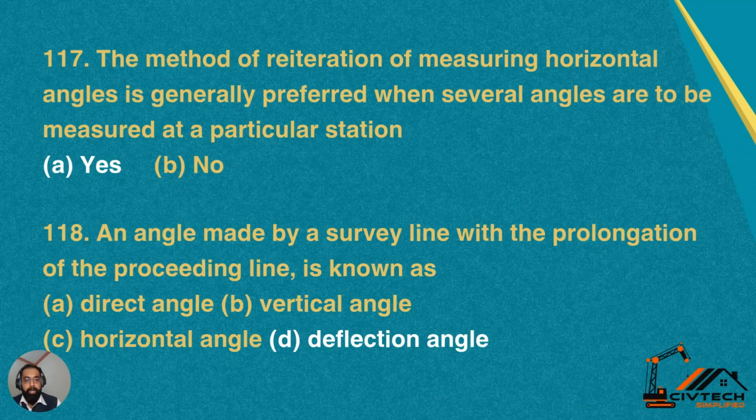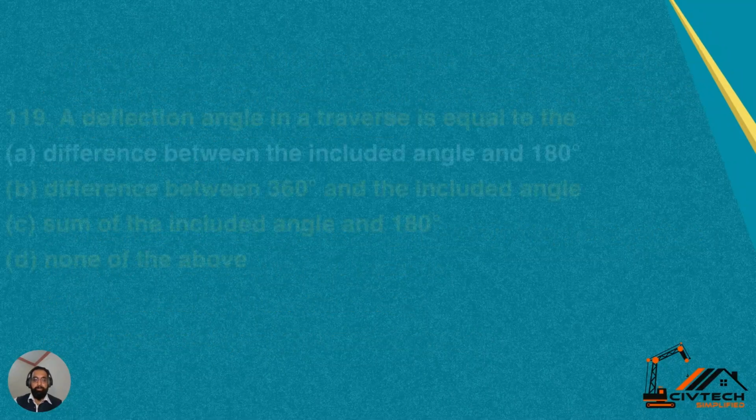118. An angle made by a surveying line with the prolongation of the preceding line is known as: option A direct angle, option B vertical angle, option C horizontal angle, and option D deflection angle. So that angle is called deflection angle, which is made by a survey line with the prolongation of the preceding line. So D is the correct option.